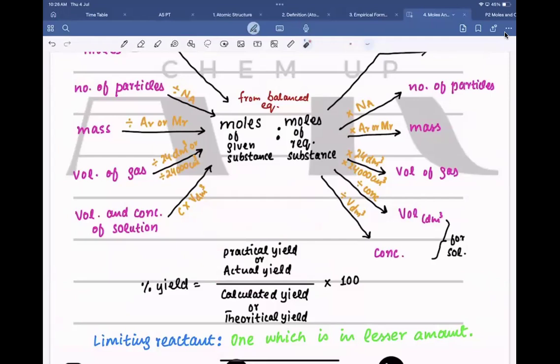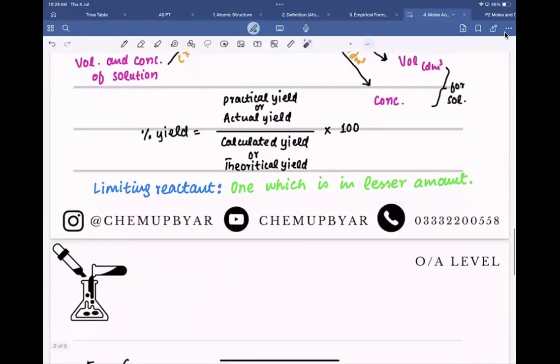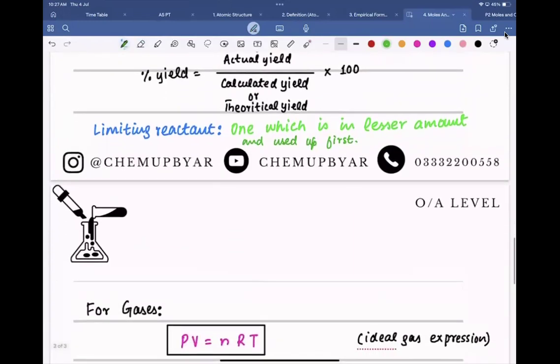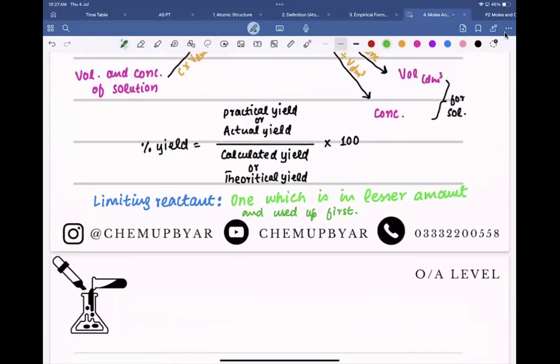Okay. And then the limiting reactant. It is the one which is in lesser amount, and I must add one more point here: it is used up first. The other one is the excess reactant, which is always left behind.